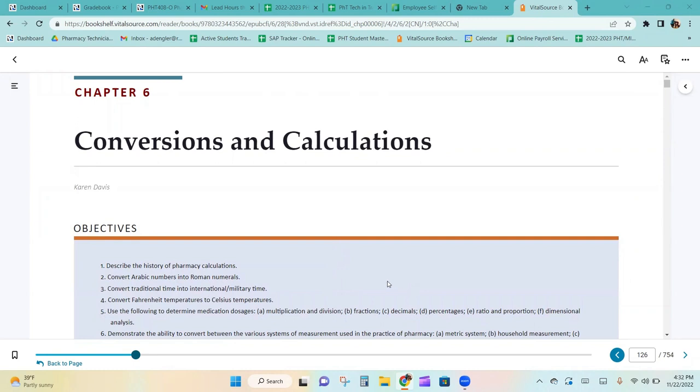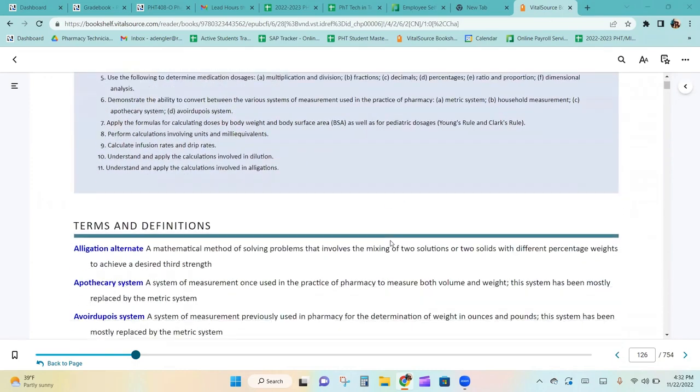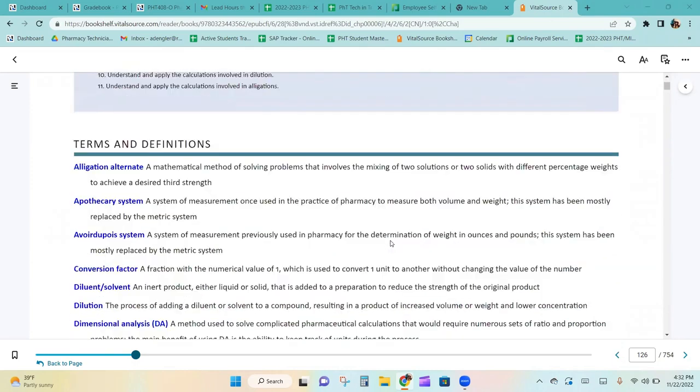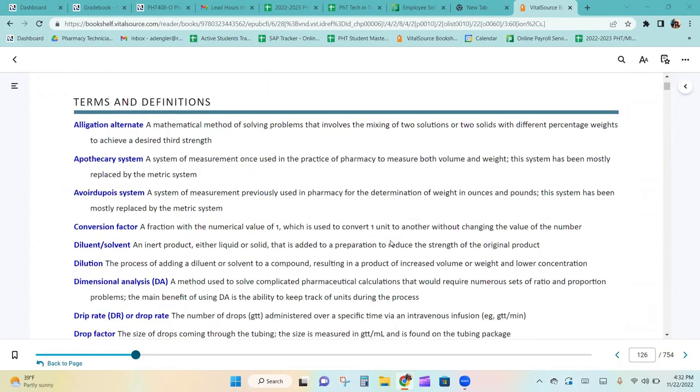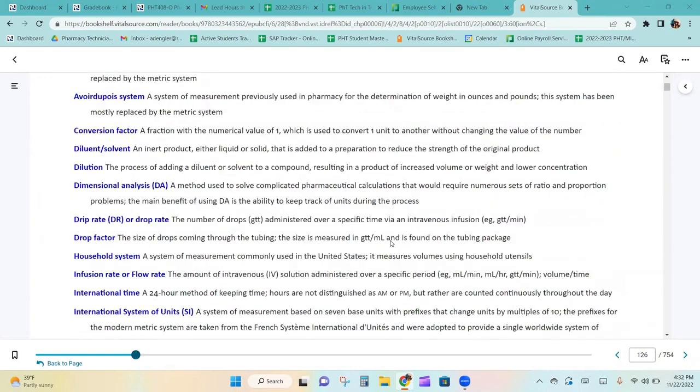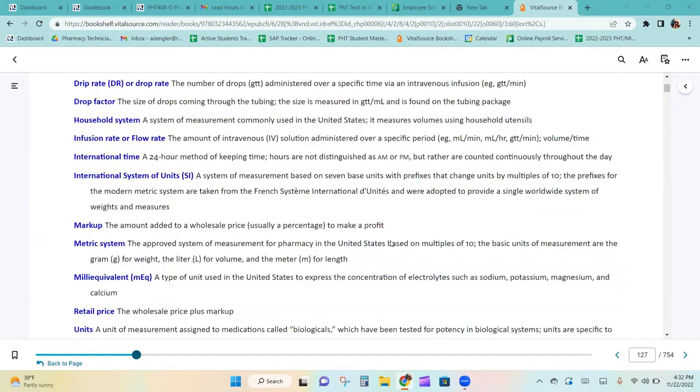If you've already taken the math mod, then this should be a review for you. And if you have not, this will help you when you get to the math. So we should cover all of these in the chapter, so I'm just going to skip past them for now.